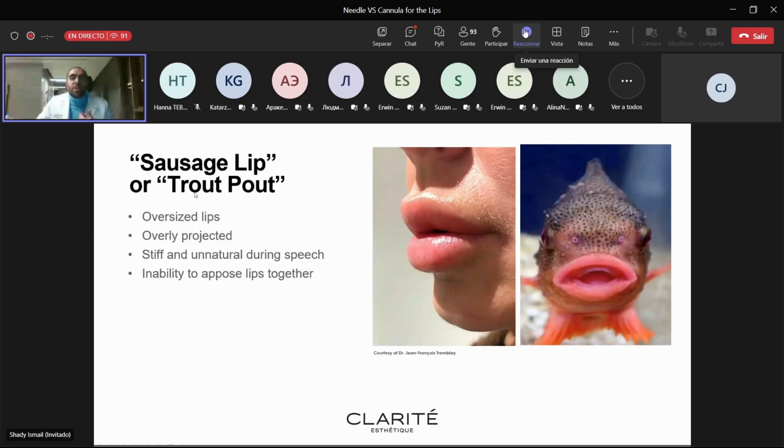So this is an unacceptable, unpleasant look, stiff and unnatural during speech because of high cohesive gel injecting the lips, with inability to pose the lips together.